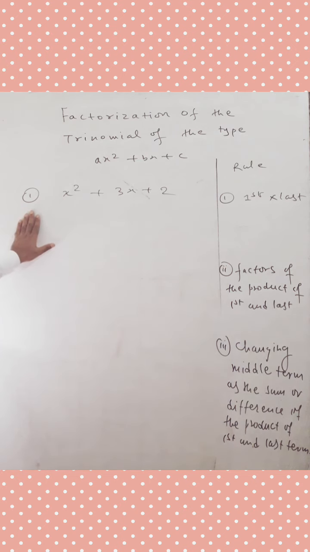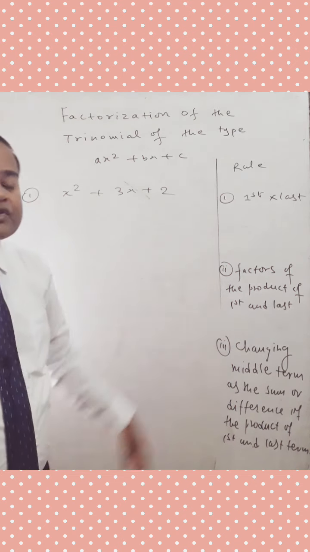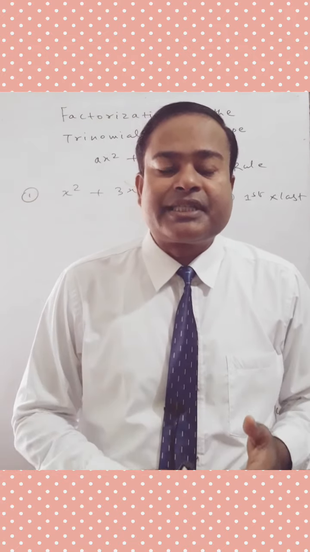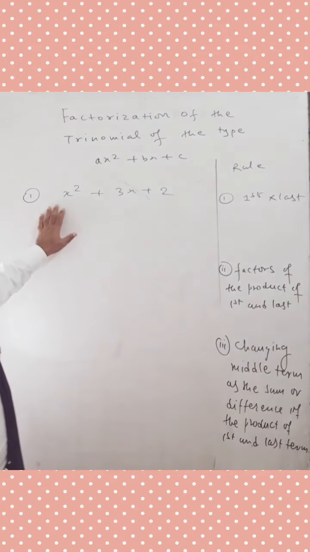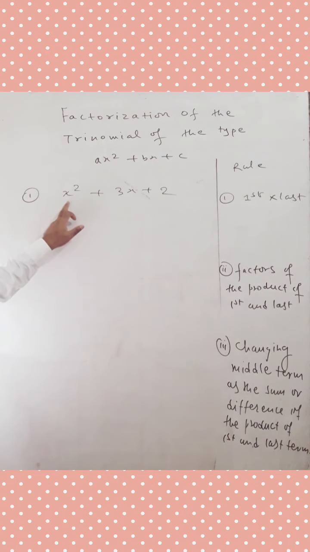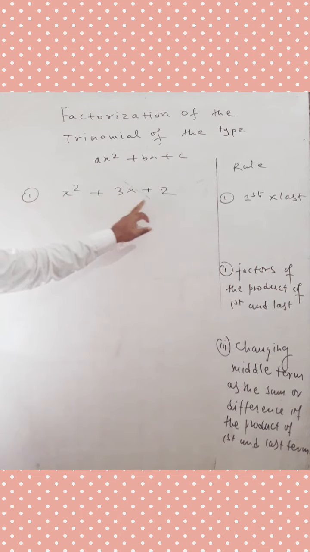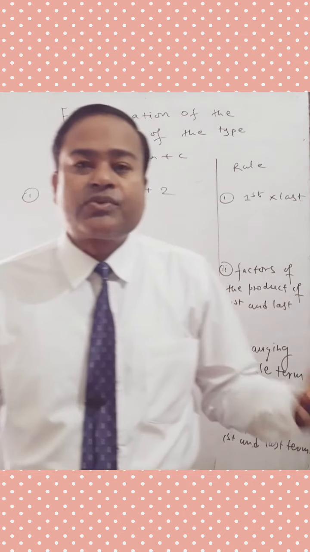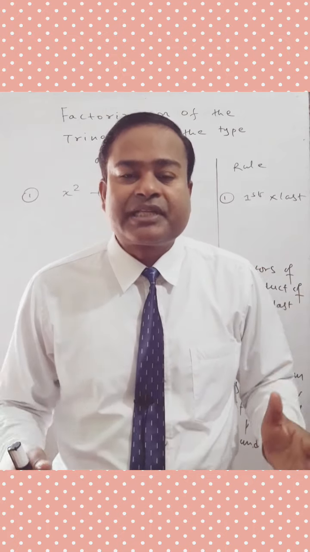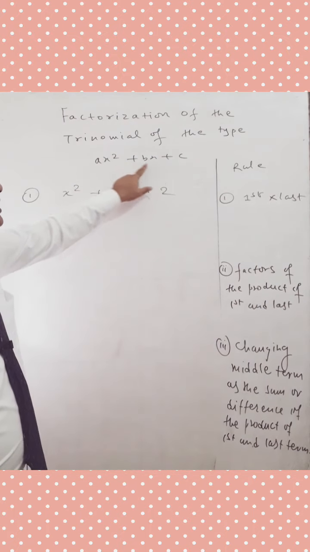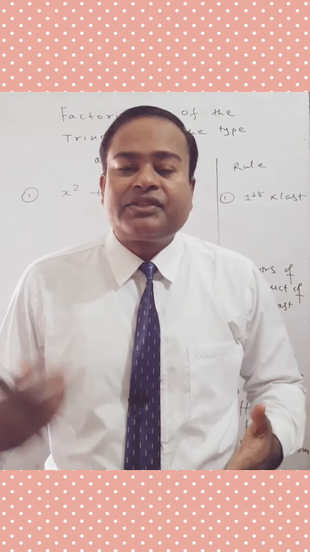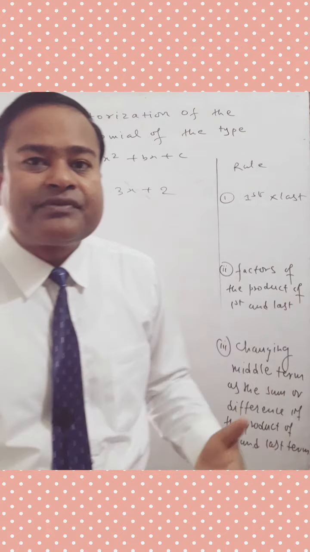So I have taken one example, x² + 3x + 2, which is in the form of ax² + bx + c. This means the given expression is a trinomial algebraic expression because there are three terms: first term, second term and third term. Whenever we are given a trinomial of the type ax² + bx + c, a, b, c are any real numbers, which can be positive or negative.